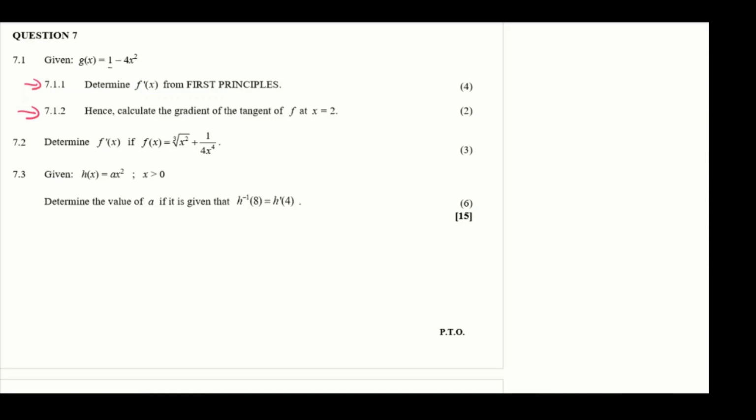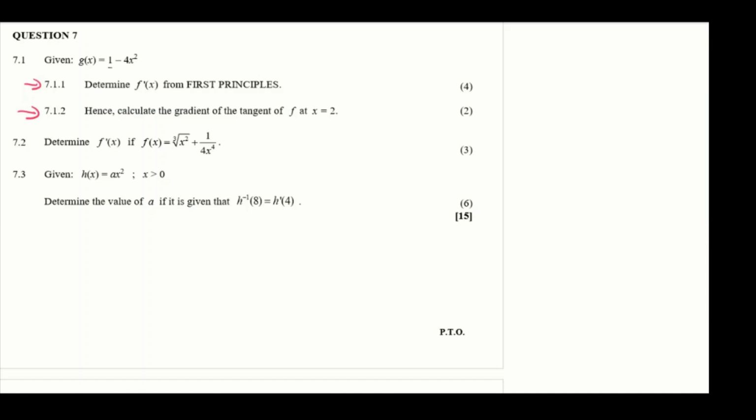It says, hence calculate the gradient of the tangent of f at x equal to 2. So we know that g of x was 1 minus 4x squared, right? And when they say the tangent of f, I'm assuming they're now making this g of x as f of x, since the derivative of f of x was minus 8x. So please don't be confused by that. Okay, let's say this g of x is f of x, it's 1 minus 4x squared, and we found the derivative using first principles as minus 8x.